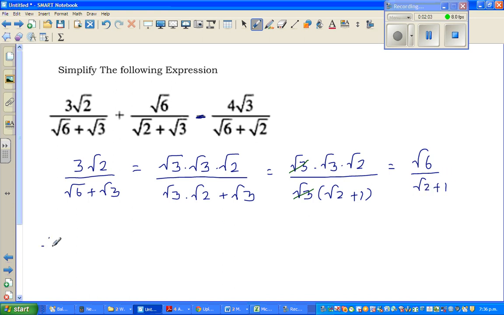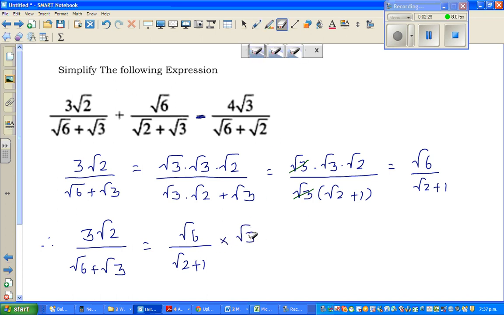Therefore I can say this again. I'll write this: 3 root 2 over root 6 plus root 3 is root 6 over root 2 plus 1. I have to rationalize the denominator. I have to multiply by the conjugate, which is root 2 minus 1, over root 2 minus 1. So basically you have multiplied by 1.